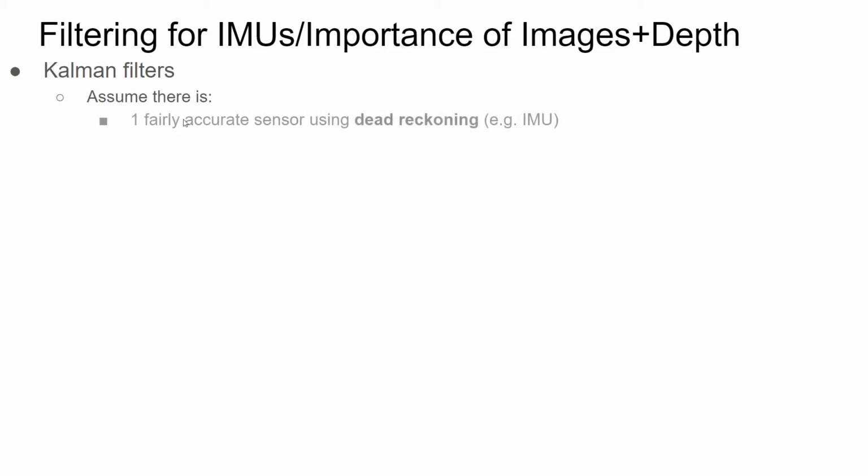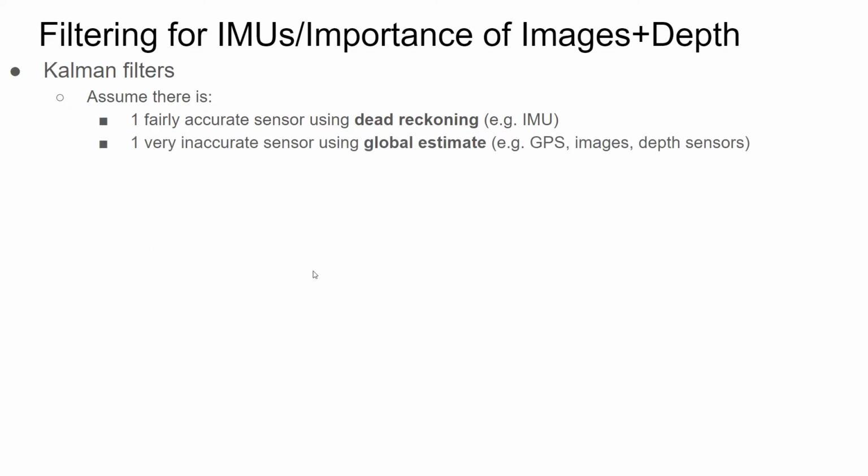Micah has asked a couple of times about the Kalman filter. For people who don't know what that is, I might as well mention it. Kalman filters assume that you have one accurate sensor that's doing dead reckoning, like an IMU, something that's recording only deltas, which you are adding to your previous prediction over and over again, basically how the Euler method works. And then you have some other, probably inaccurate sensor that's doing a global estimate of where you are, for example a GPS, images, or depth sensors.